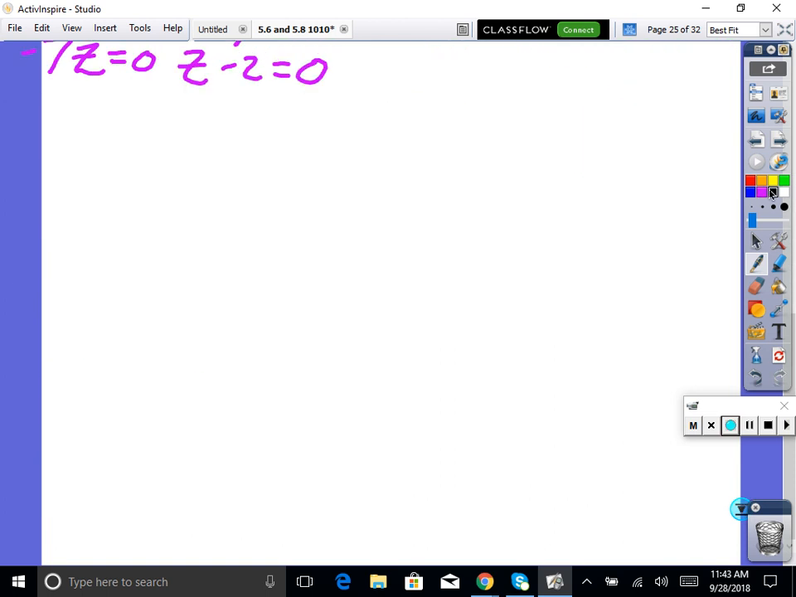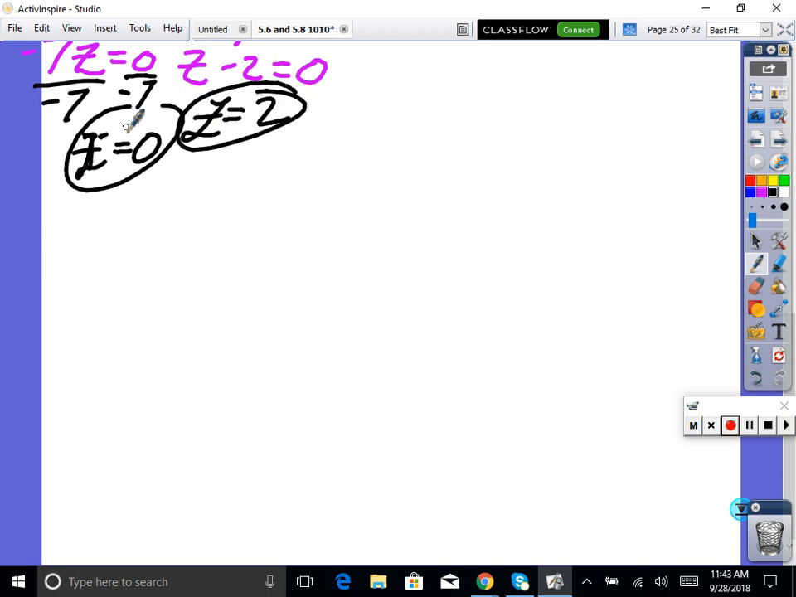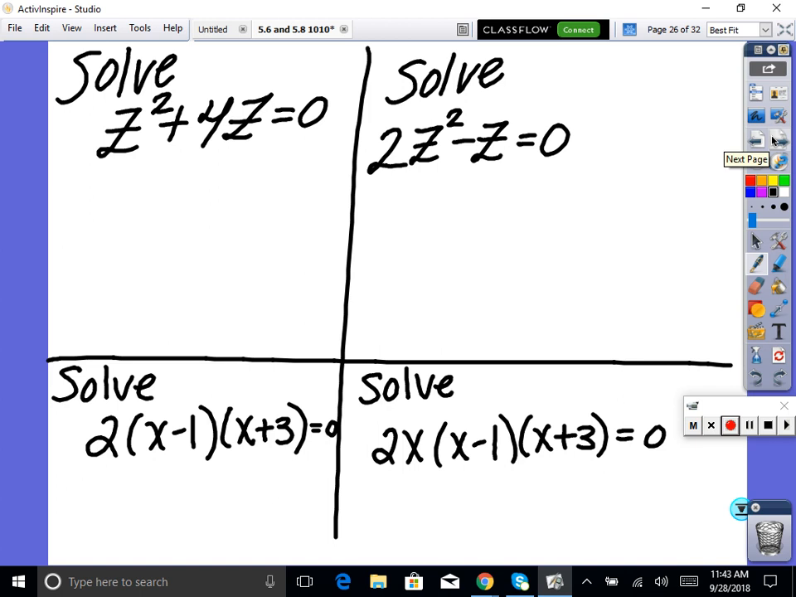Divide by negative 7. Don't let that freak you out. Divide by negative 7. Divide by negative 7. So z equals 0. Does everybody see? And z equals? Awesome. Okay, I think we get the picture here.